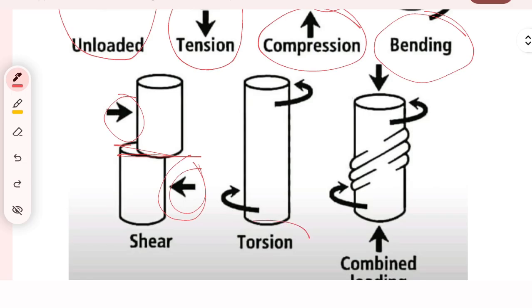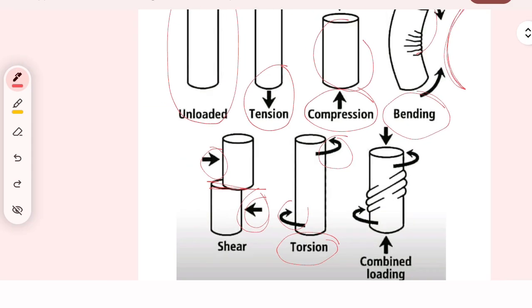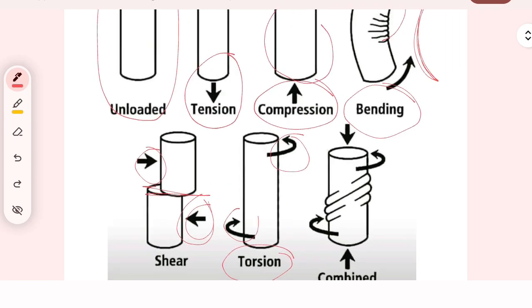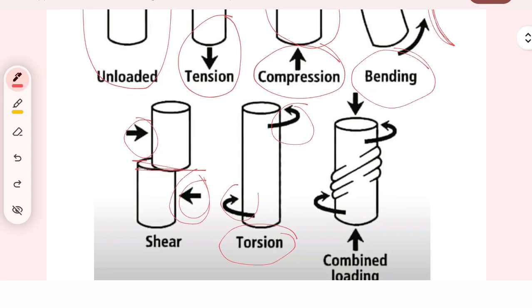And this one is what we call torsion. These pairs of forces are torsion forces. Torsion means it twists. They twist the object. So it's a torsion. It's different from bending because bending simply bends it forward or backwards. But torsion twists the object.